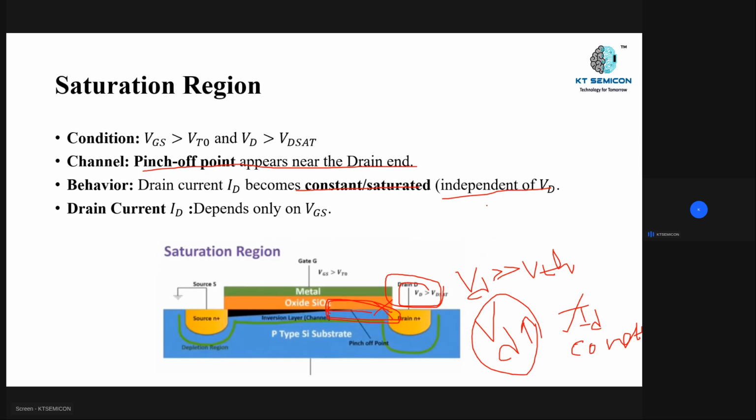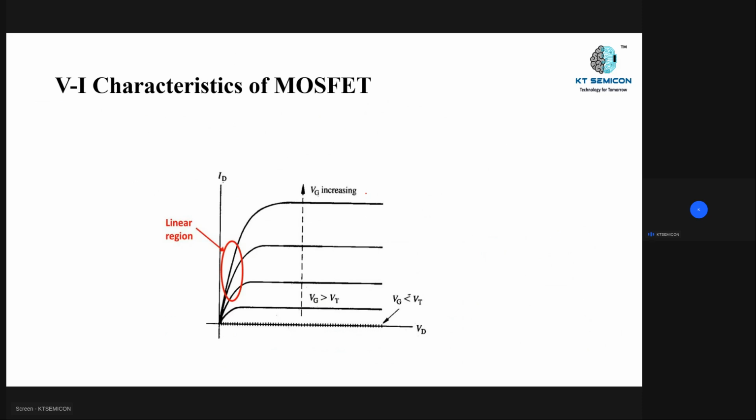Why? Because there is no channel. Even though we are increasing or decreasing the VD, there is no change in the ID current, it becomes saturated. So it depends only on the VGS, only on this gate voltage. Why? Because there is no conducting path in between my source and drain. This current is known as ID saturated current.